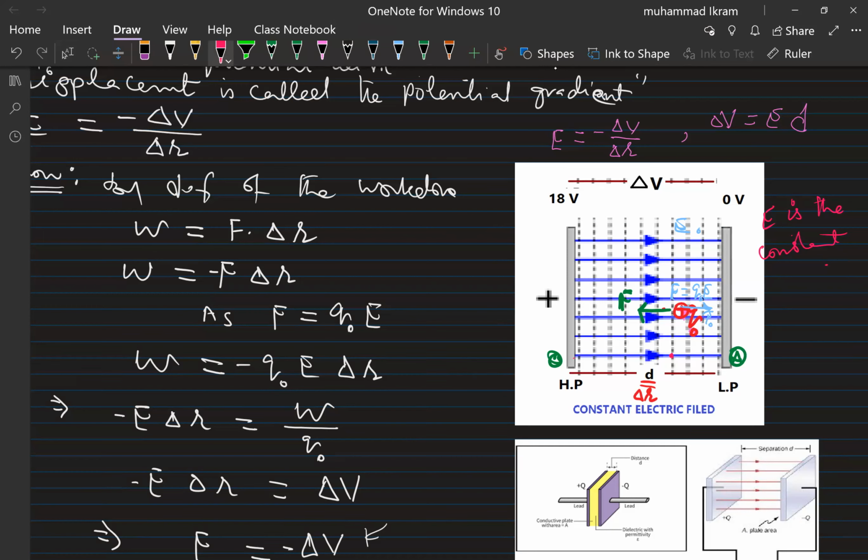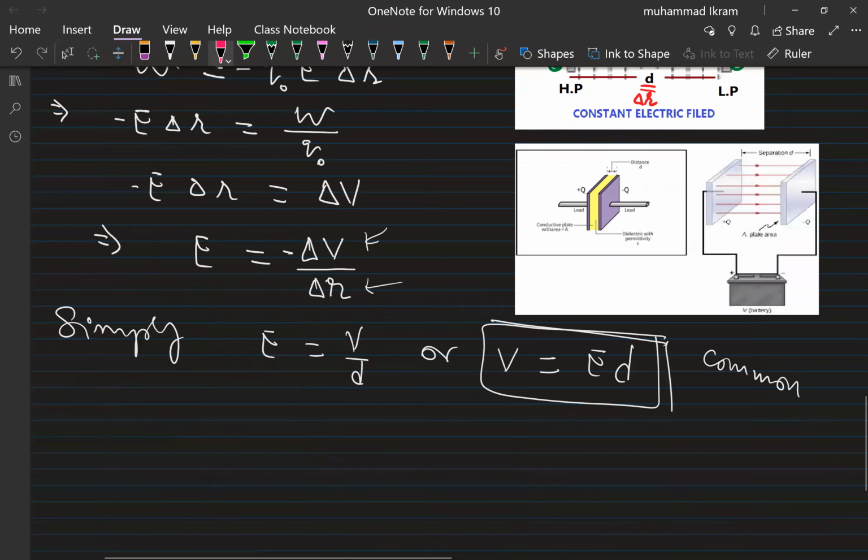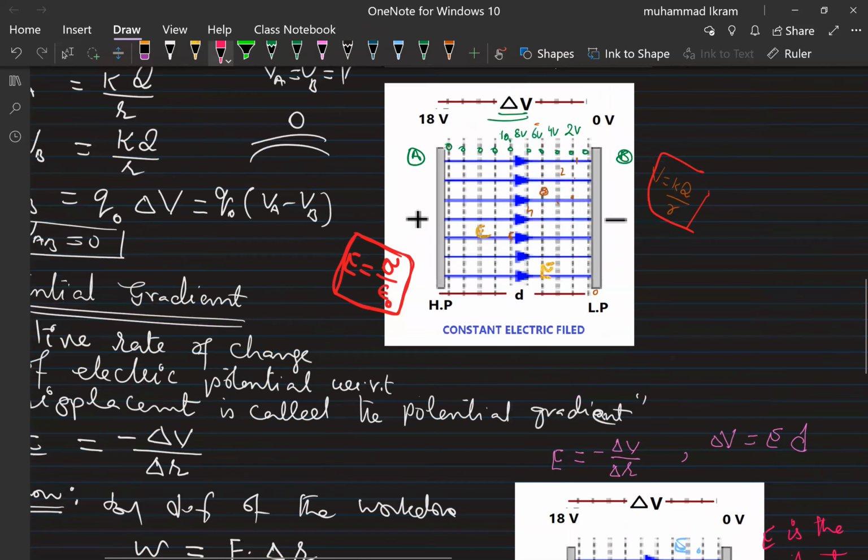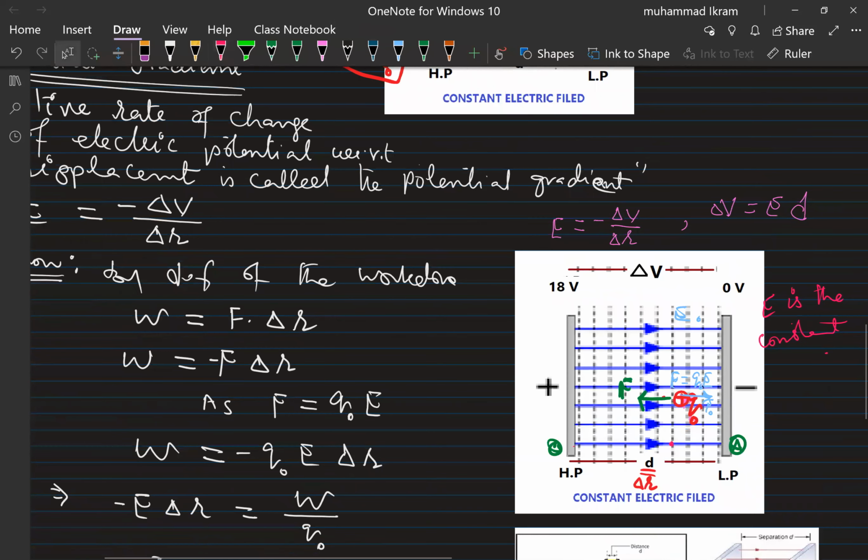So the potential is what? The potential between this point and this point. Look, if you just come here, I already labeled this somewhere. This is, for example, 2. This is, for example, say 4. This is, for example, say 8. This is, for example, say 10. And this is, for example, 12, and so on.